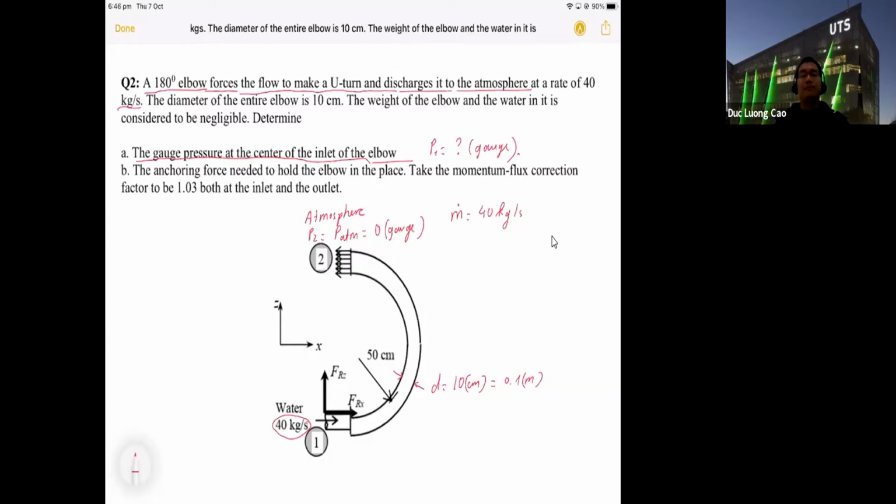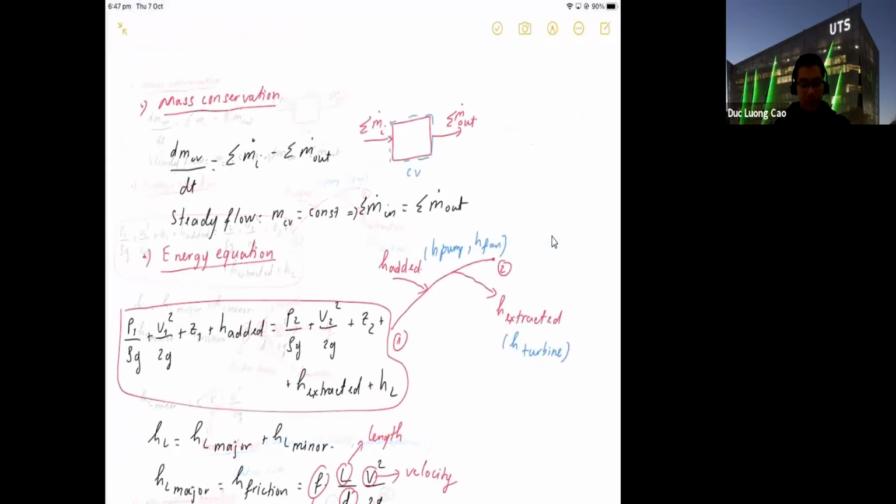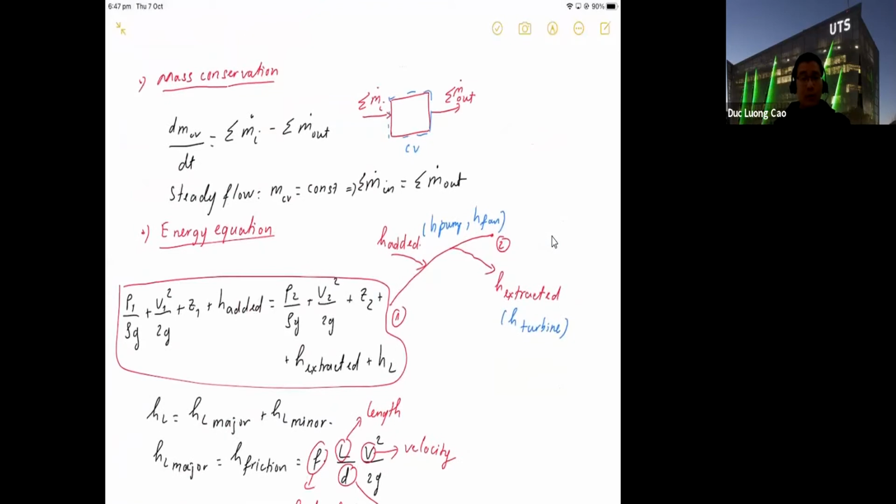How to find P1? How to find pressure? We have 3 main equations. Which one will we use to find pressure P1?